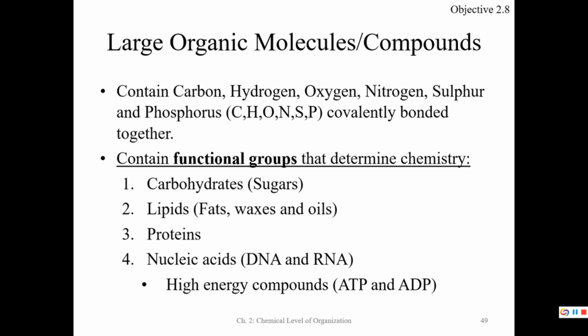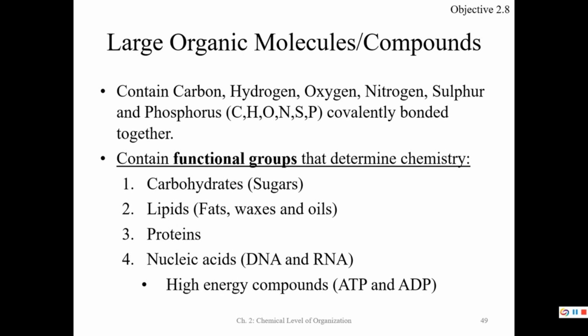They are covalently bonded together, so they will have covalent bonds between these different atoms to form these large organic compounds. Sometimes these are called macromolecules. They will have functional groups that will determine chemistry and give some of the function to them. They participate in the chemistry and do all that cool stuff.